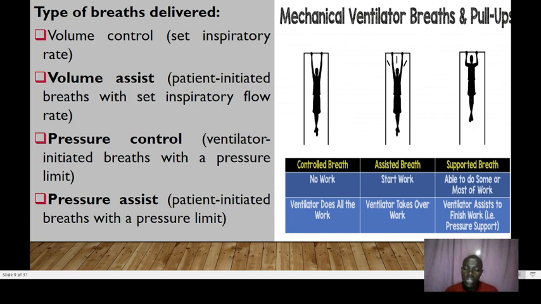So in a controlled breath, there is no patient work. The ventilator does all the work. While in assist, the patient can start the work, then the ventilator takes over the work. Supported breath is where the patient is able to do some or most of the work, so the ventilator assists to finish the work. Okay, that's why it's pressure support.